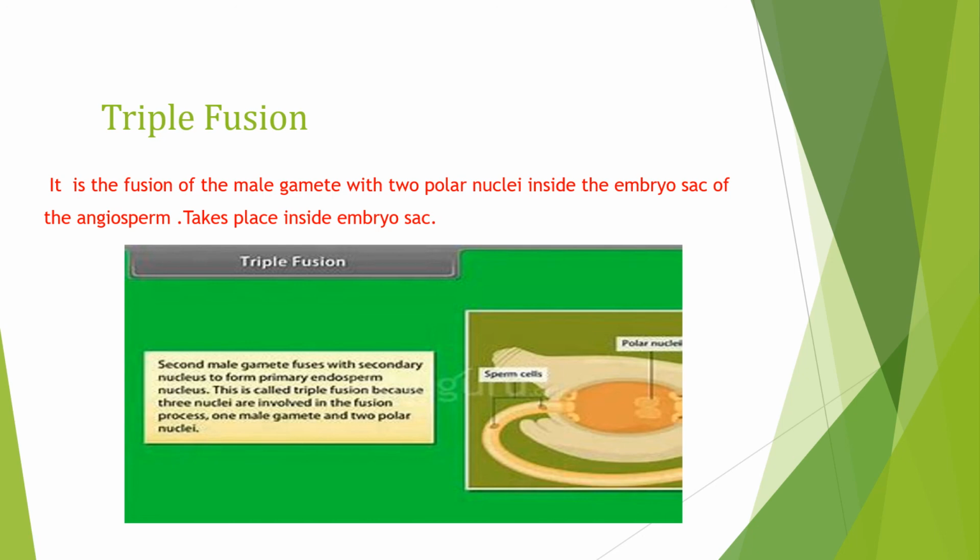After this, the pollen tube enters one of the synergids and releases two male gametes there. Out of the two male gametes, one gamete fuses with the nucleus of the egg cell and forms the zygote, and the other male gamete fuses with the two polar nuclei present in the central cell to form a triploid primary endosperm nucleus. Since this process involves the fusion of three haploid nuclei, it is known as triple fusion. It results in the formation of endosperm.